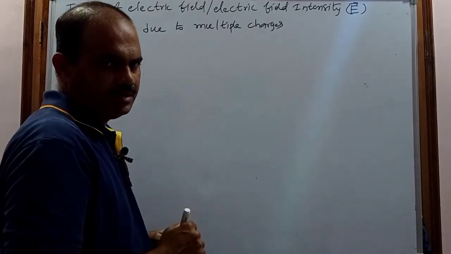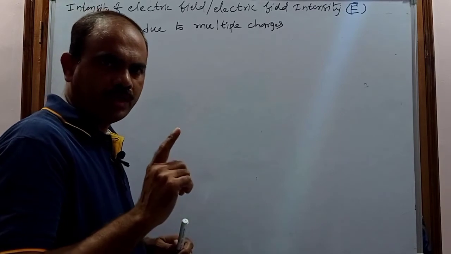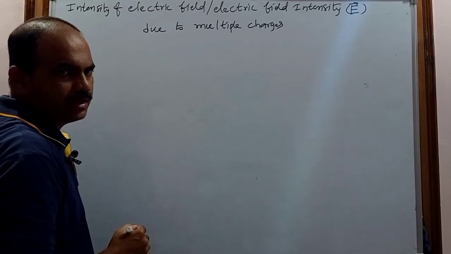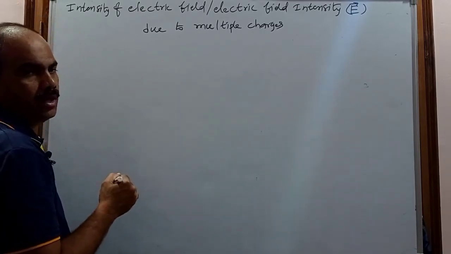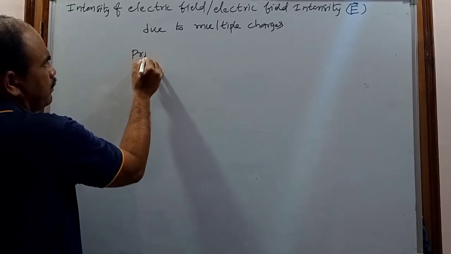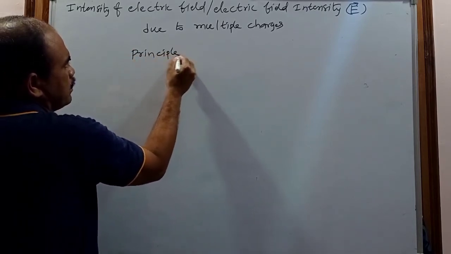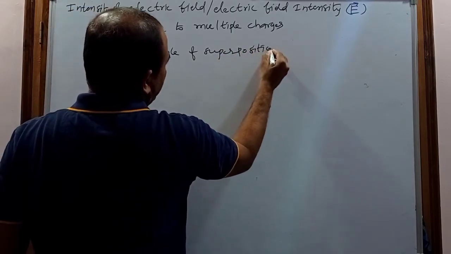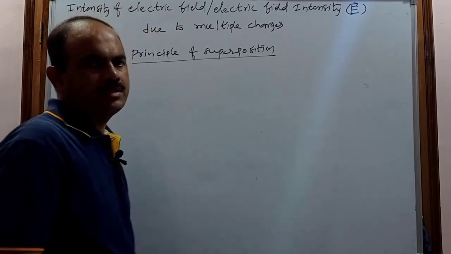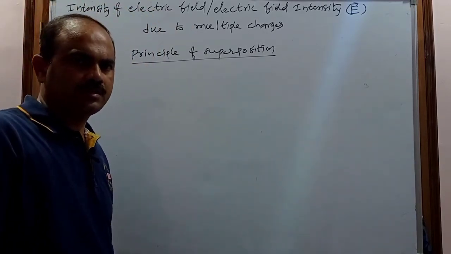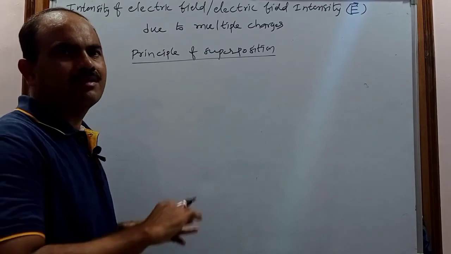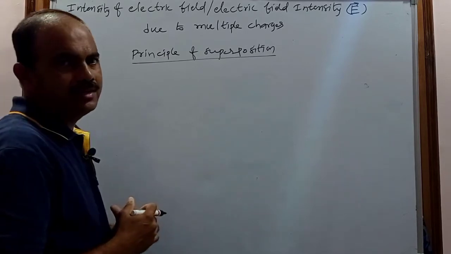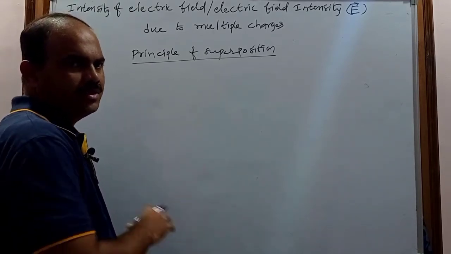So far we discussed the intensity of the electric field due to only one charge. Now come to the intensity of electric field due to multiple charges. The intensity of the electric field due to multiple charges can be calculated with the help of the principle of superposition. The principle of superposition we already used in the case of the force due to multiple charges. The principle of superposition is nothing but the vector sum of the individual electric field intensities created by the charges which are in the system.